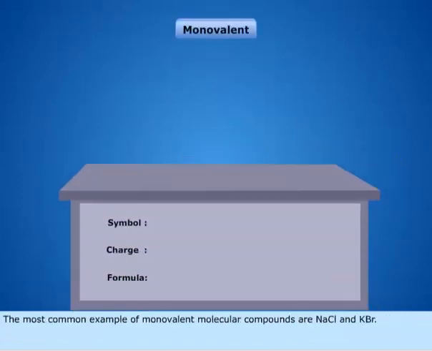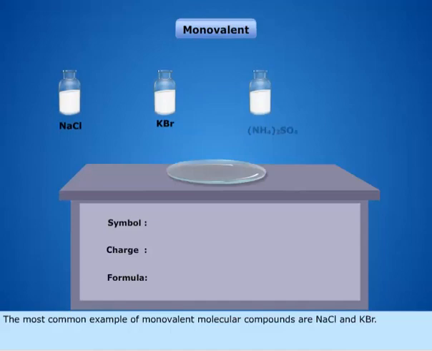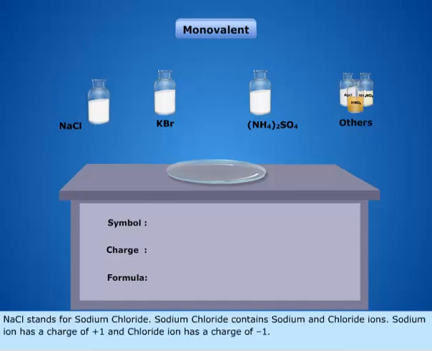The most common examples of monovalent molecular compounds are NaCl and KBr. NaCl stands for sodium chloride. Sodium chloride contains sodium and chloride ions. Sodium ion has a charge of +1, and chloride ion has a charge of -1.